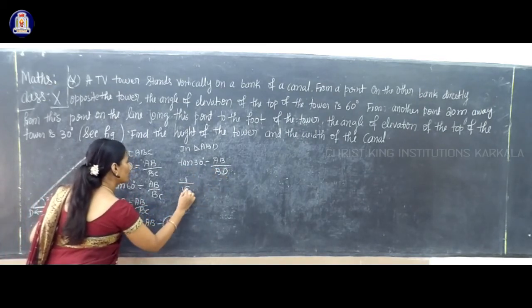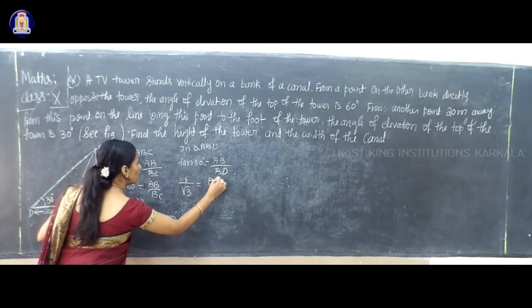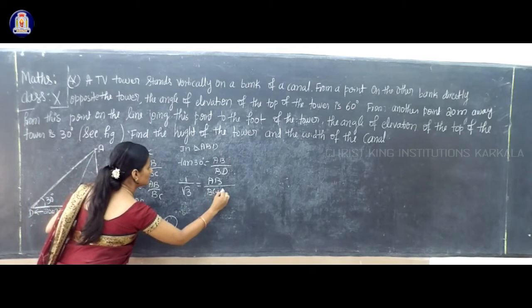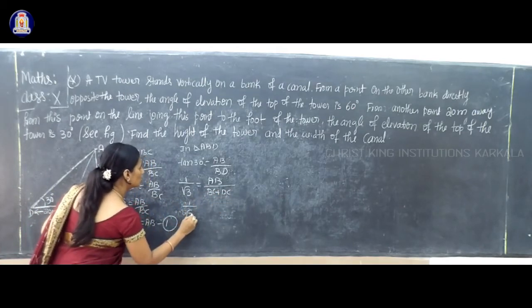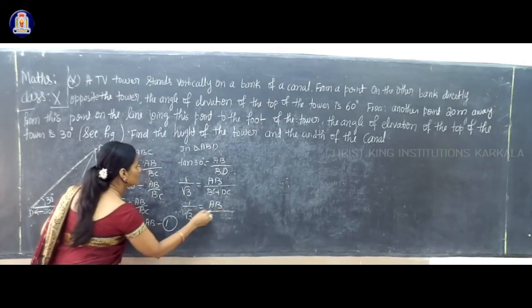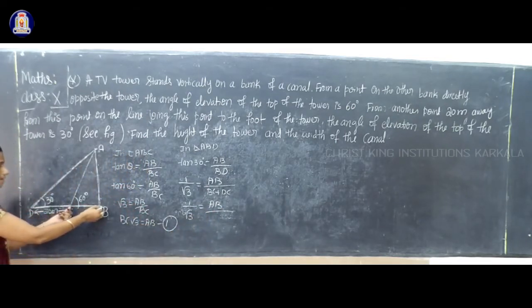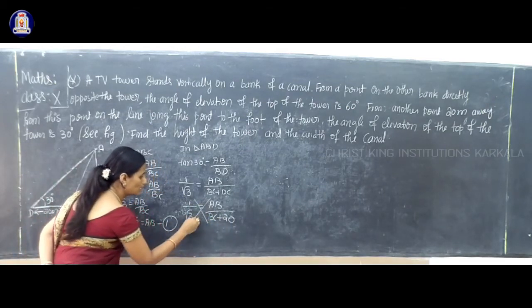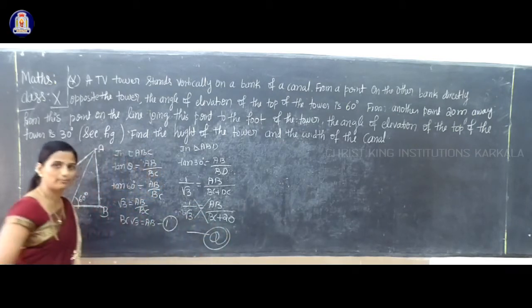Tan 30 is 1 by root 3. AB is not given, the height of the tower is not given. So what is your BD? BD has the point C in between. So how can we split this? BD is BC plus DC. So 1 by root 3 is equal to AB divided by BC plus DC. BC is not given. DC is how much here? 20. So we write BC plus 20, cross multiply, then you will get equation number 2.